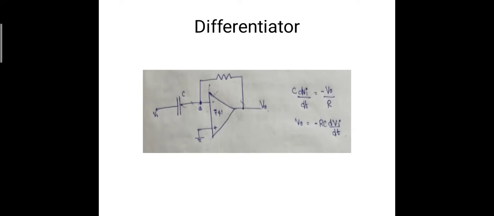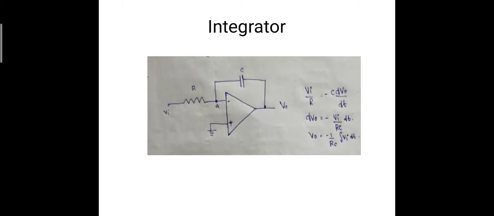So you can ask me where the differentiation occurs. Actually V0 is a product of RC into the differentiated value of Vi. So some product of the differentiated value of the input will be produced. The value will change according to the R and C selected.